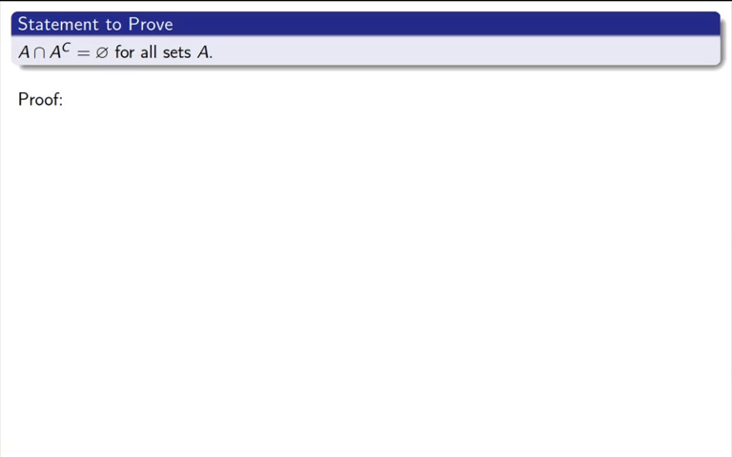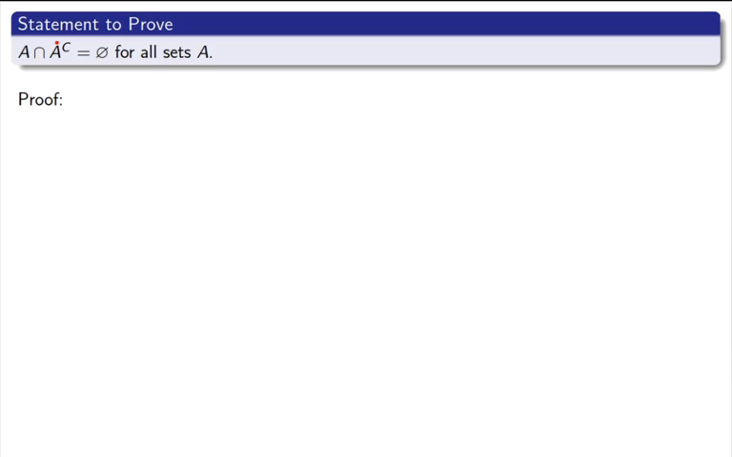Here's your next statement. A intersect A complement is empty for all sets A. Now I think that's pretty believable. What it boils down to is, to be in a set and to be in its complement really would mean that you're inside the set and outside the set at the same time. That doesn't really make sense to talk about.